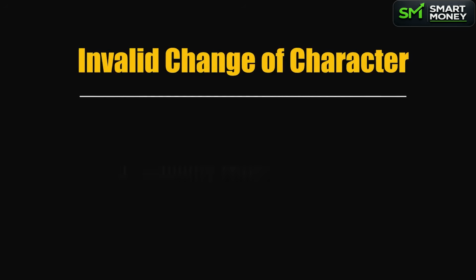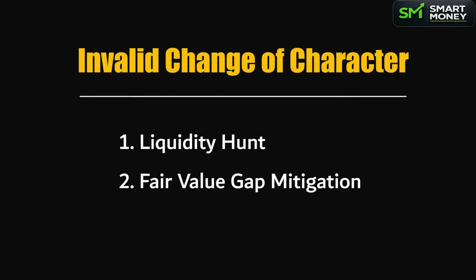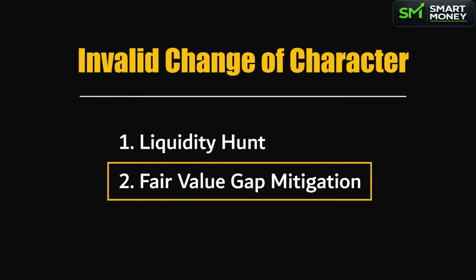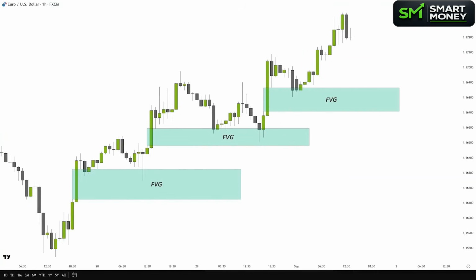Let's discuss another concept that can invalidate a change of character: mitigation of fair value gaps. Identifying fair value gaps should be one of the first steps in your chart analysis, because these areas often act like magnets for price. In many cases, before continuing its trend, the market retraces to fill these gaps. This is why fair value gaps are important zones to monitor. They tend to be most effective on intraday timeframes, such as the 4-hour, 1-hour, and lower timeframes.